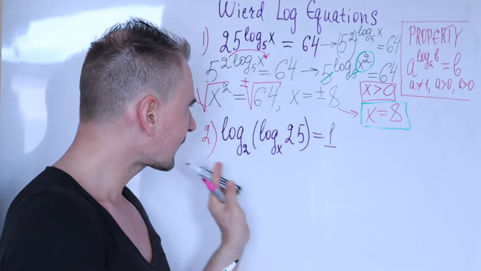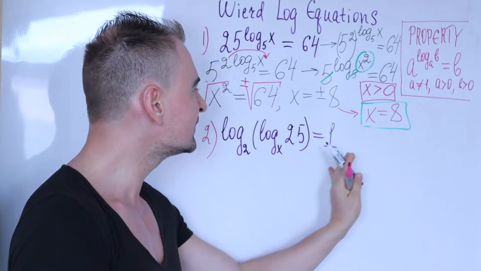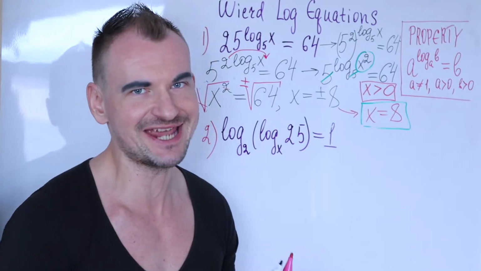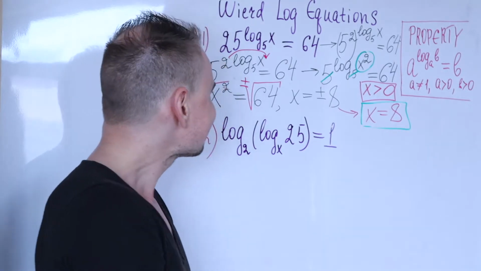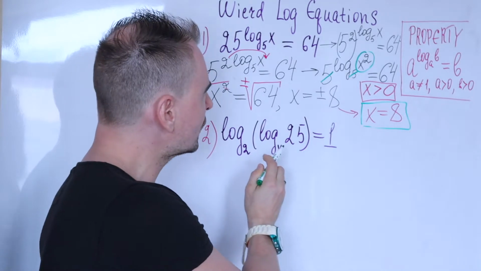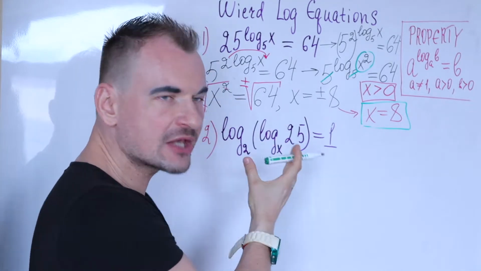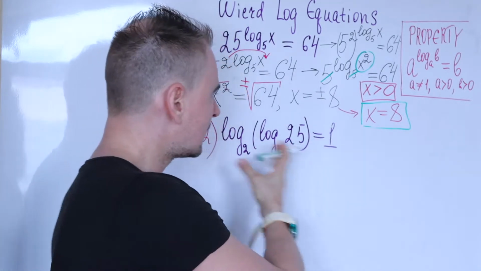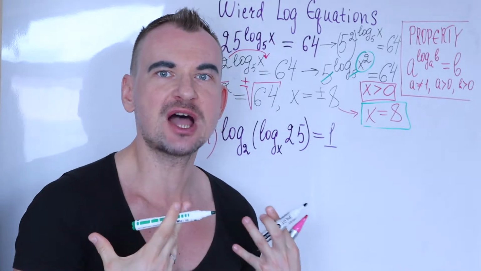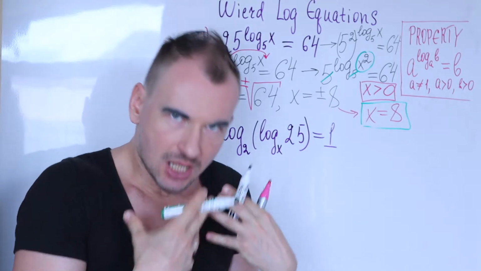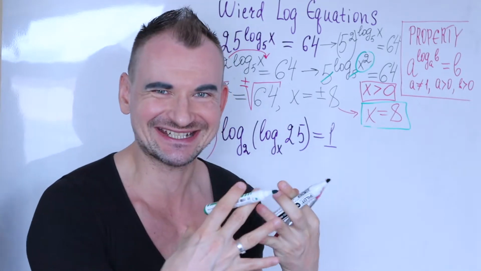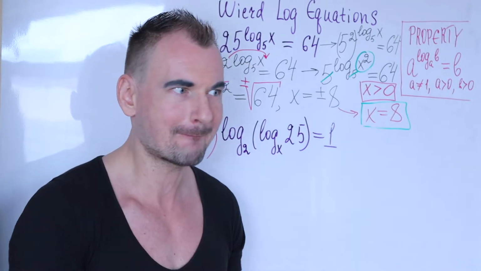Now, suppose you have been given something like this. Looks again intimidating at this point. So you have log of log. So the argument of your equation shows up to be 2 times a log again. So you have a log nested inside of a log.